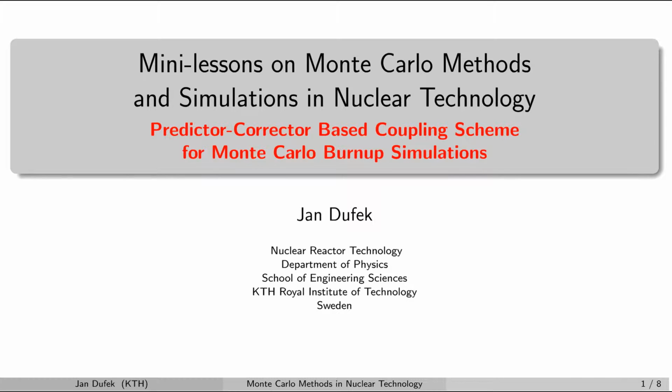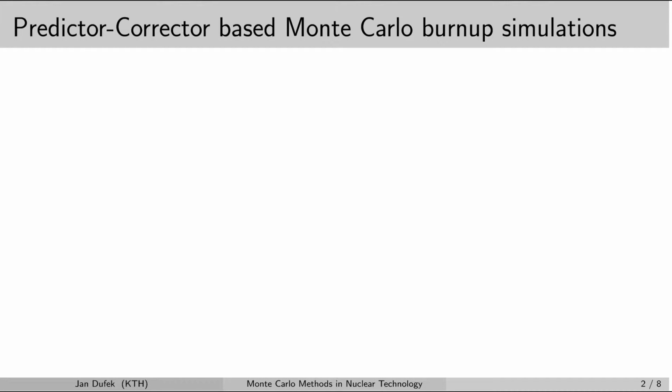Welcome back. In this lesson we are going to learn about the predictor-corrector based coupling schemes which can be used in Monte Carlo burnup simulations. Monte Carlo burnup coupling schemes which are based on the predictor-corrector method are basically implemented in all established Monte Carlo burnup codes nowadays. So there are many different variants of these coupling schemes, and I'm going to describe the basic one.